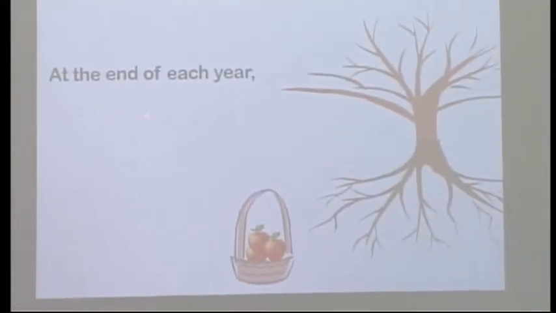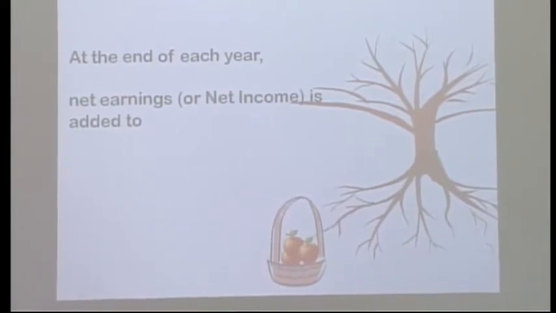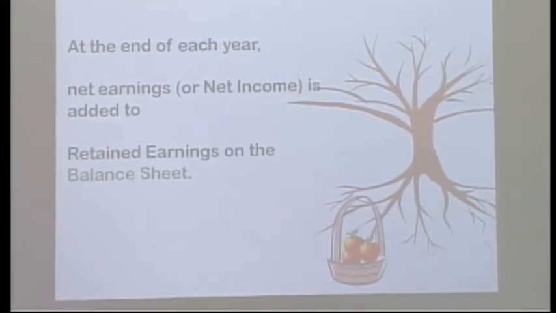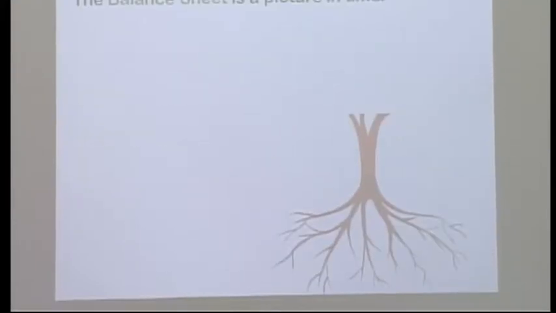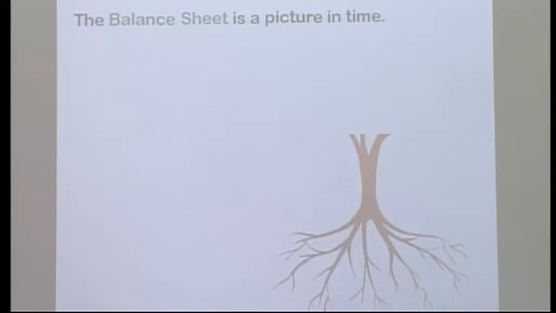Now, at the end of each year, net earnings, meaning net income, meaning your profit, is added to the balance sheet as retained earnings. Okay, it's clear. A balance sheet is a picture in time, just in time. The income statement is from one period. The balance sheet is at a point in time.